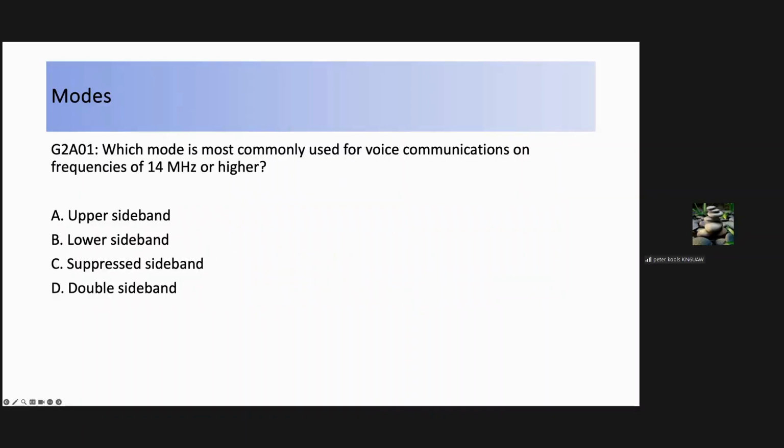Which mode is most commonly used for voice communications on frequencies of 14 megahertz or higher? 14 megahertz is the 20 meter band, and so that's upper sideband. Which mode is most commonly used for voice communications on the 160, 75, and 40 meter bands? This is lower sideband. 40 meters and below is lower, 20 meters and above is higher.